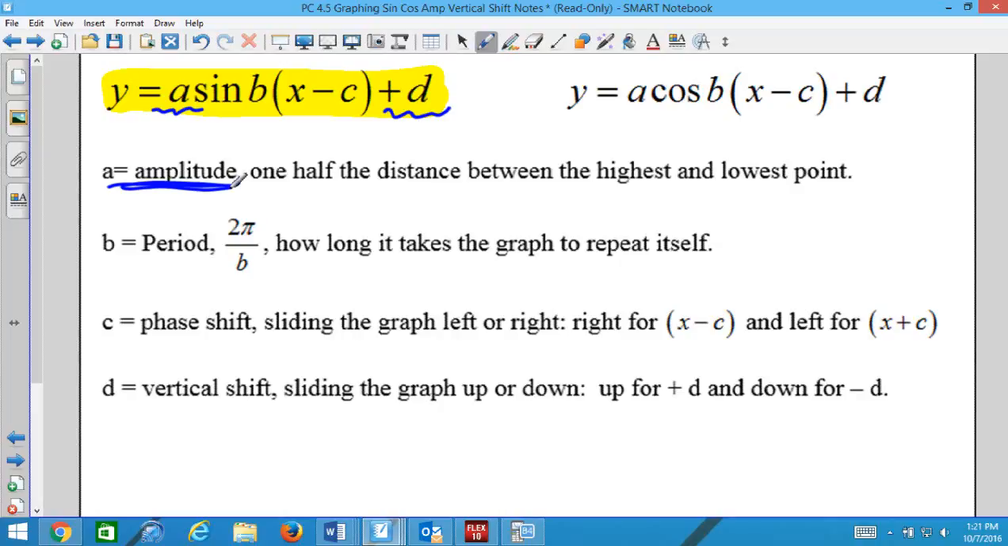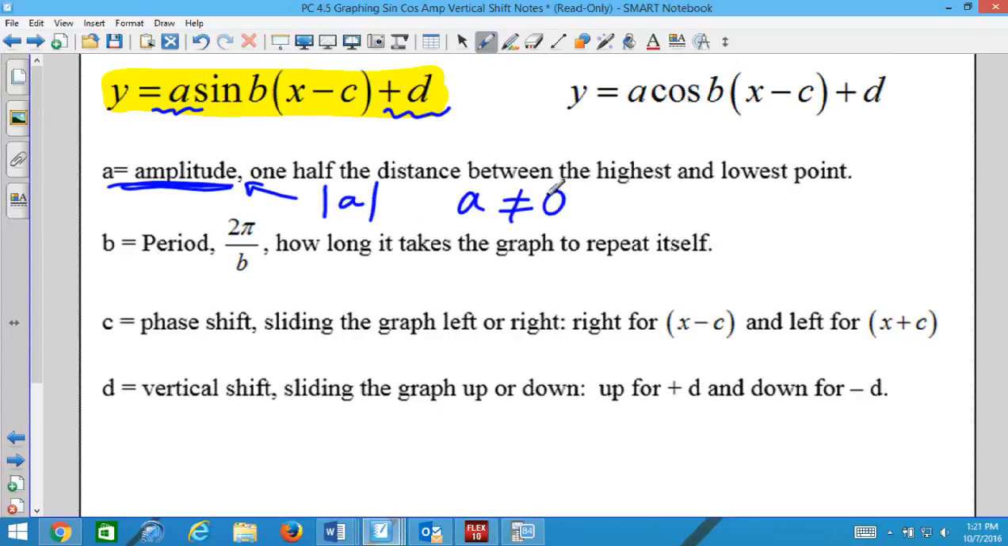It says 1/2 the distance between the highest and lowest point. I'm going to tell you that this is the absolute value of A. So it is positive. It is also greater than 0. Of course, if its absolute value is greater than 0, it can't be equal to 0. So the amplitude is the A value, the absolute value of the A value.